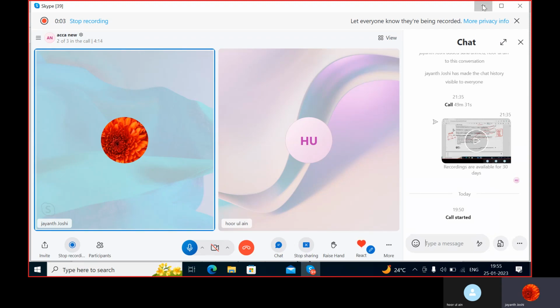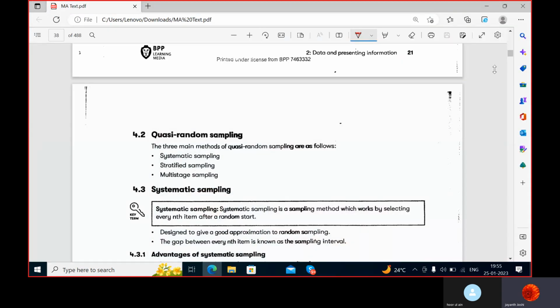Okay. Now we are discussing quasi-random sampling. So what do you mean by the word quasi? Quasi means resembling. Okay, something which looks like, but is not exactly the same.